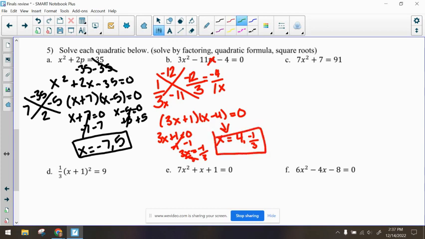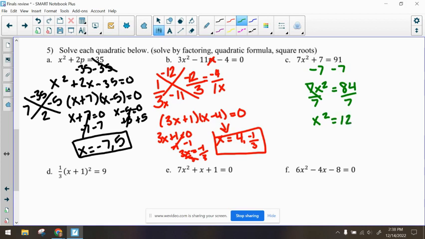For problem C, this one only has 1 x squared in there. So that's an indicator that we are solving by square roots. So to do that, I'm going to get x squared by itself by subtracting 7. 91 minus 7 gives me 84. I divide by 7. So x squared is going to give me 12.